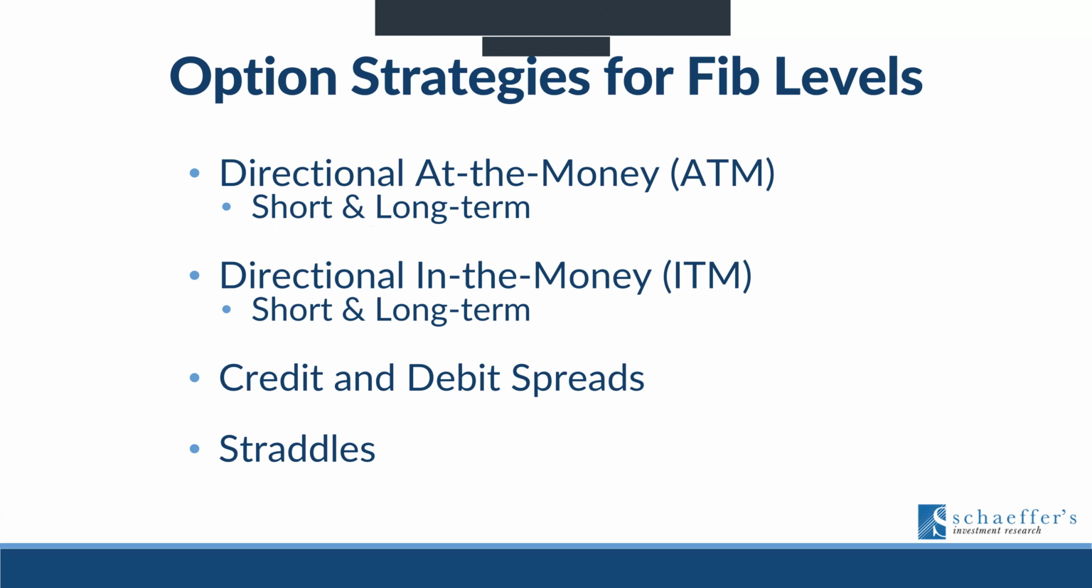Option strategies that I like to use around Fibonacci levels: directional, at the money, short and long term. I tend to stay away from intermediate term, and it doesn't necessarily mean at the money. It could be slightly out of the money too. I don't like to get too far out of the money. That's just not how I am. But directional, in the money, stock replacement as well, short and long term. So let's just talk about the short term.